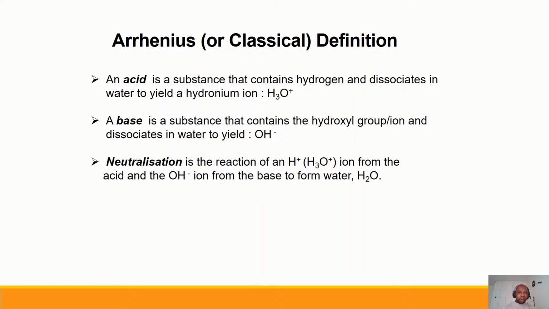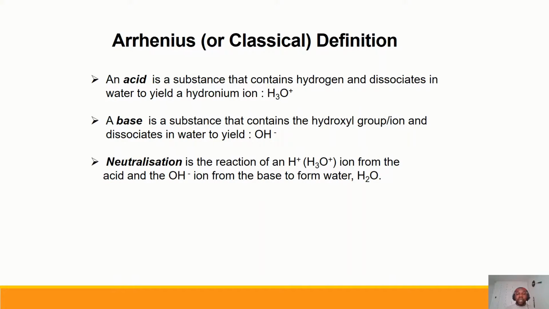The first one that we're going to look at is the Arrhenius definition, or classical definition. The Arrhenius definition says that an acid is a substance that contains hydrogen and dissociates in water to give hydronium ion. Then it says a base is a substance that contains hydroxy group or ion and dissociates in water to give OH minus. So let's take note of that.